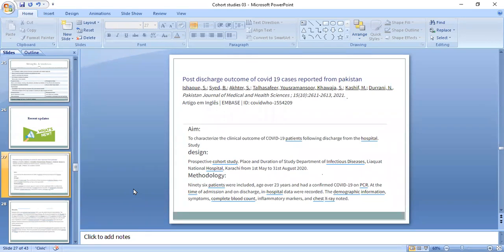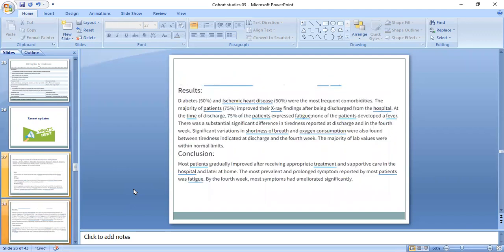The methodology is like that: 96 patients were included, ages over 23 years, and had a confirmed COVID-19 on PCR. At the time of admission and on discharge, in-hospital data were recorded. The demographic information, symptoms, complete blood count, inflammatory markers, and chest X-rays were noted. Result: diabetes 50% and ischemic heart disease 50% were the most frequent comorbidities.